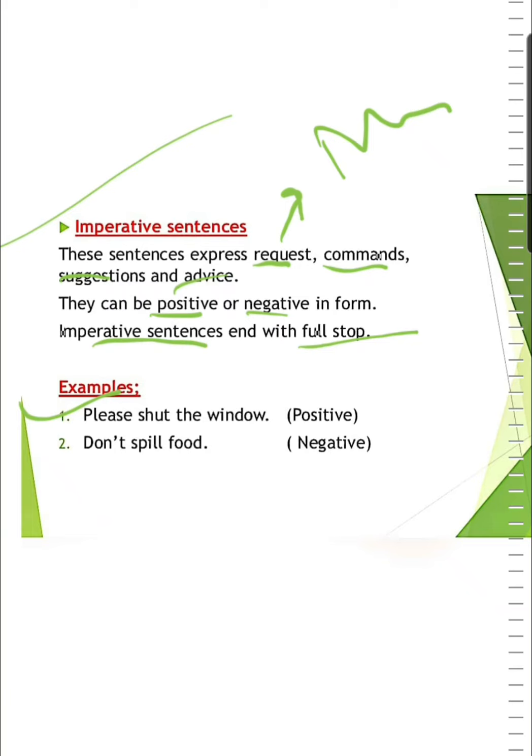So here we have given examples. Please shut the door. So we applied please here, so it is first of all shut the door. We don't have any don't, isn't, etc. here. So it's positive, and we applied please, so it's a request here. Okay, don't spill food, it's a negative because don't is mentioned here.